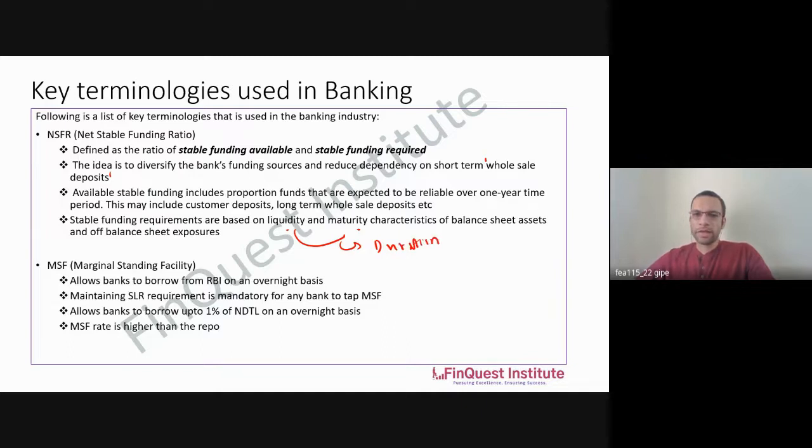So duration gap was something which we discussed, I think, in the previous class, where we spoke of duration of assets minus duration of liabilities. Ideally, we would want this duration to be zero. Again, this will be linked to the maturity of your investments and maybe maturity on both sides of your balance sheet, assets as well as liability. So trying to maintain these things also is in line with this overall NSFR framework.